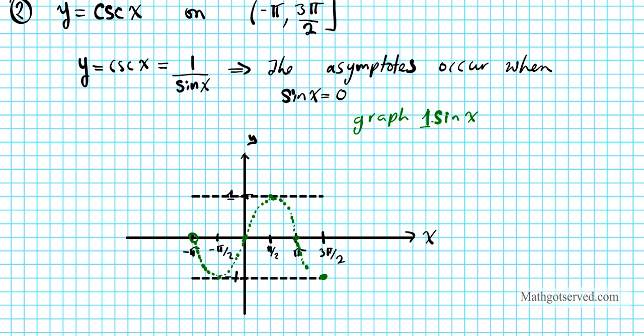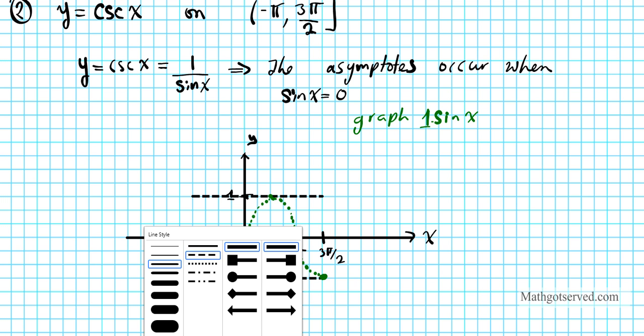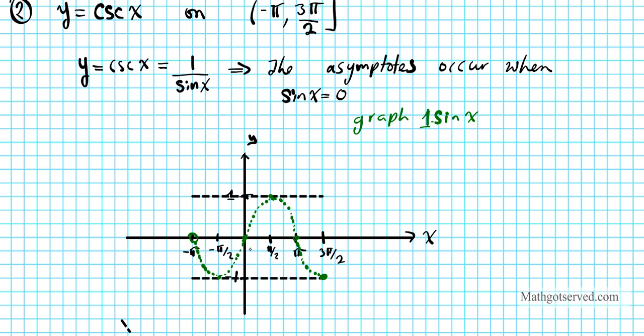Now we're going to graph the asymptotes. Asymptotes happen anytime sine is equal to 0. So let's go ahead and graph that. In this problem we have an asymptote right here. We have another asymptote on the y-axis. And then we have an asymptote right here.